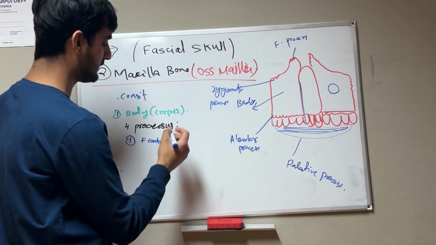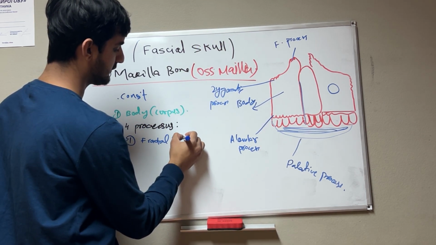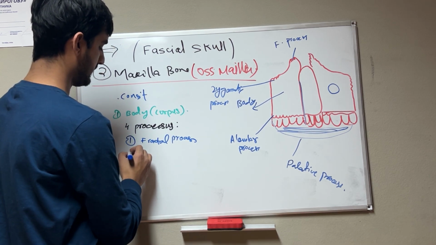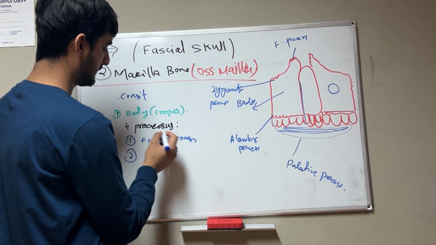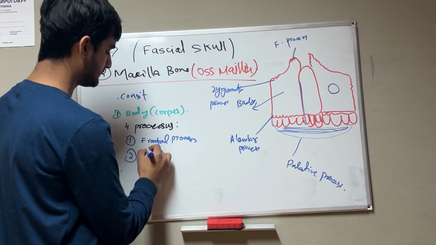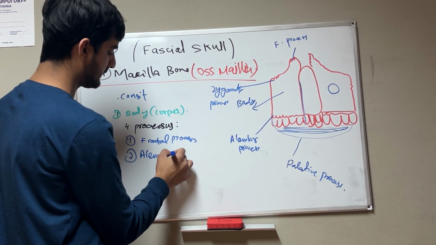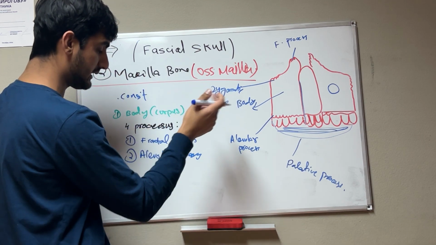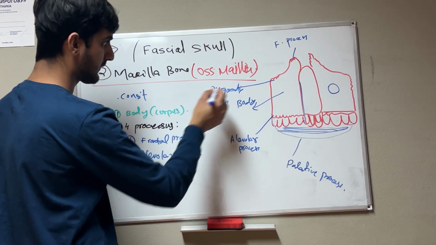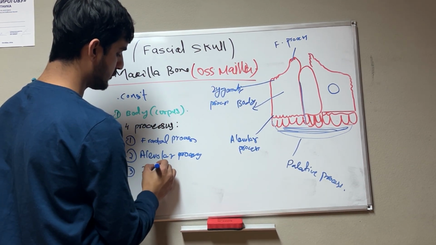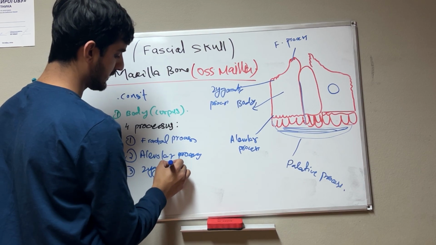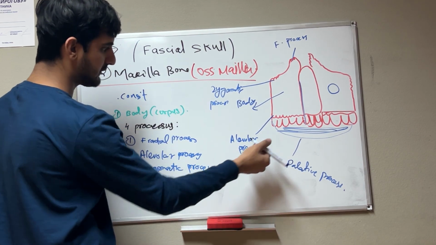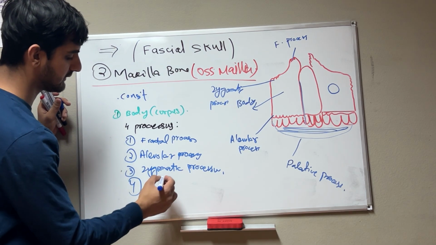First is the frontal process, because of its connection with the frontal bone. Second, we have the alveolar process, because of its connection with the alveola. Here we have dental alveoli. Third, we have the zygomatic process, and fourth one is the palatine process.